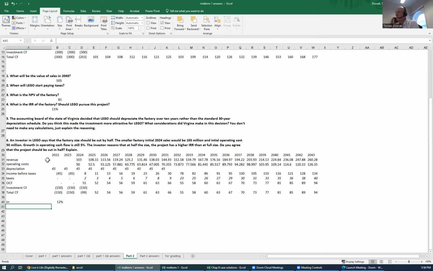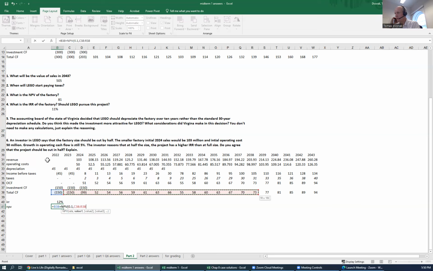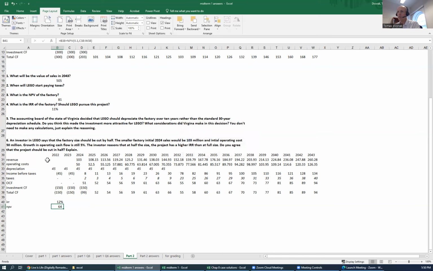However, the decision rule that should prevail is which of these two projects has the higher NPV. So the NPV of this smaller project is, well, the initial cash flow we have to hard code, plus NPV at 0.1 discount rate, taking all this remaining cash flow, is going to give us an NPV of 64.